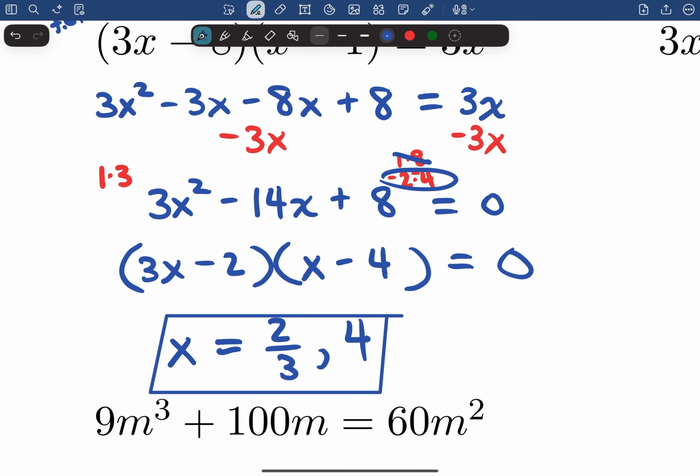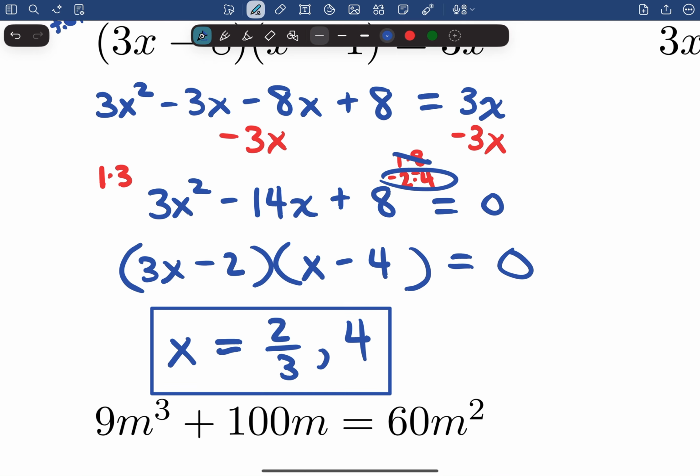And I have solved this quadratic equation using my factoring skills. And you are starting to do the same.